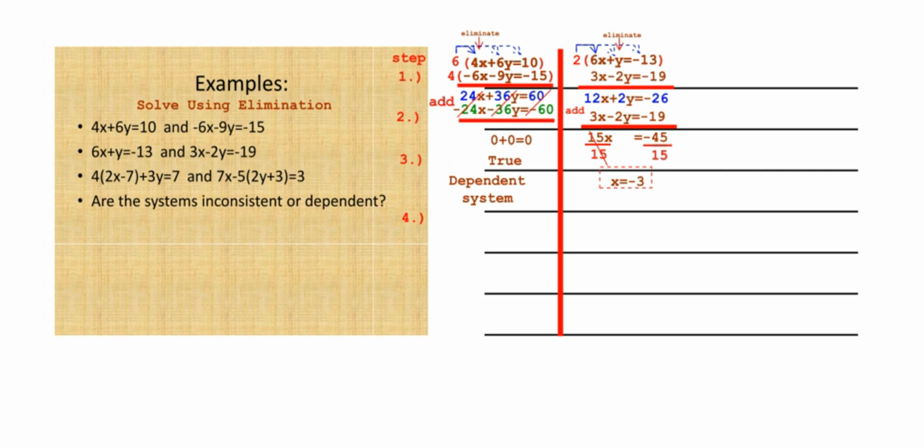Hey, look at that. There's our answer. Or one of our answers, I should say. So now let's solve for the y value. You can select the one with the 6x plus y equals negative 13 or 3x minus 2y equals negative 19. In this case, I selected the top equation. So let's substitute the x value. 6 times negative 3 plus y equals negative 13, and we're solving for y. So 6 times negative 3 gives us negative 18. Let's get rid of the negative 18 by adding 18 to both sides of the equation. That gives us y equals 5. Negative 13 plus 18 gives us 5. Okay, so there's our second answer.